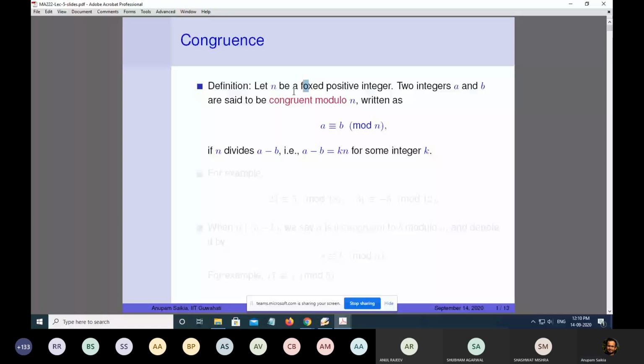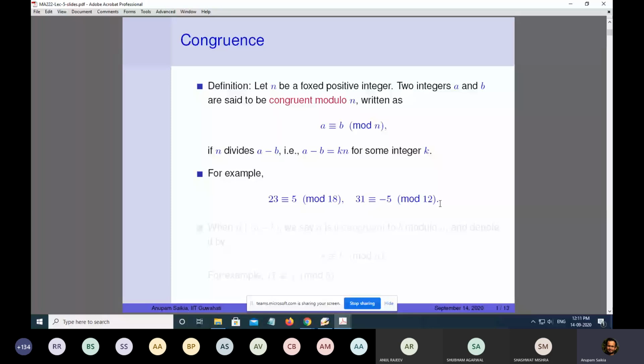For example, 23 is congruent to 5 modulo 18, because if I subtract, I get in fact 18 itself. Or 31 and minus 5, because if I subtract, I get 31 minus minus 5, which is 36, divisible by 12. So in short, 31 is congruent to minus 5 mod 12. That is the relation.